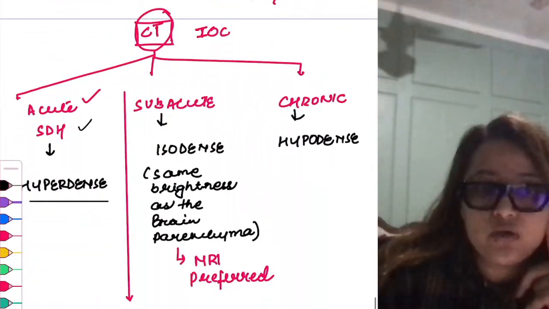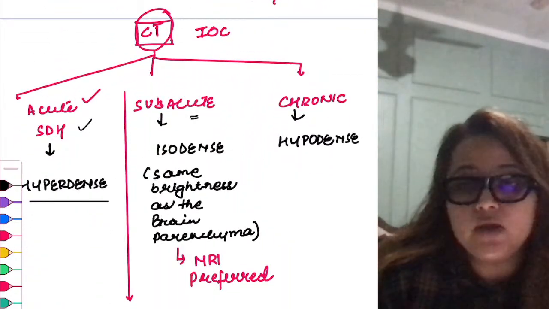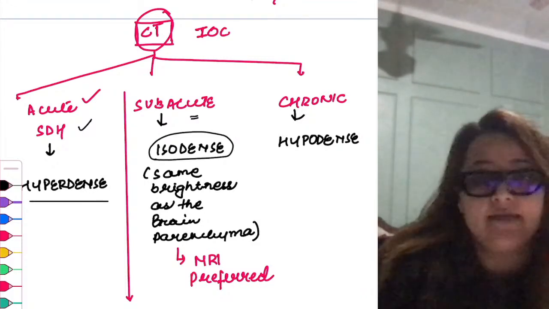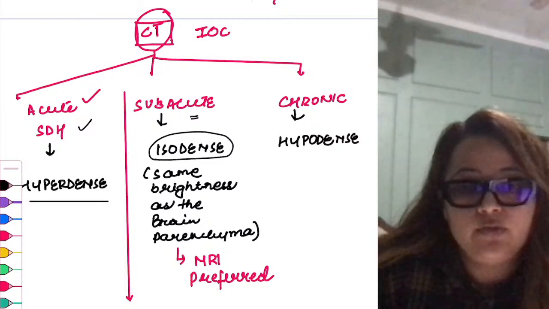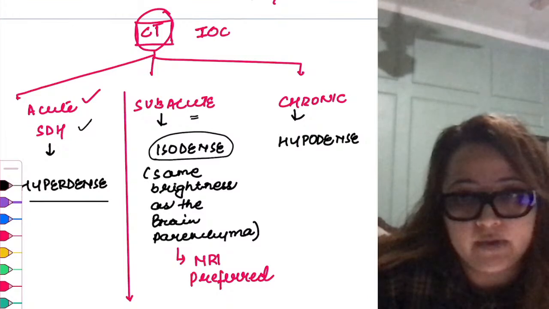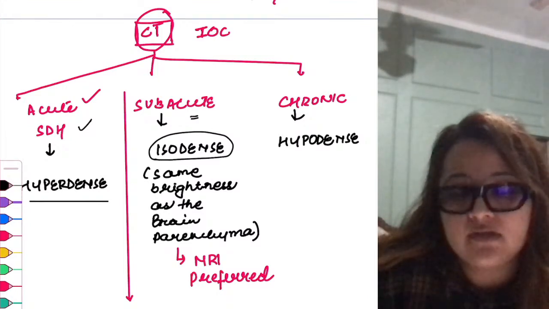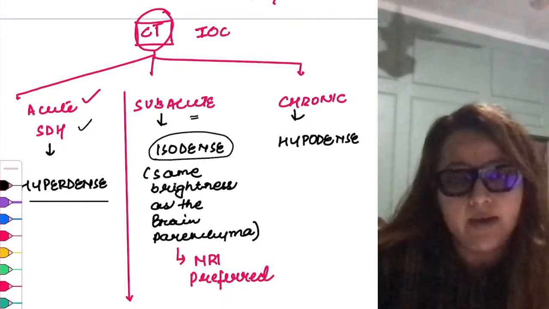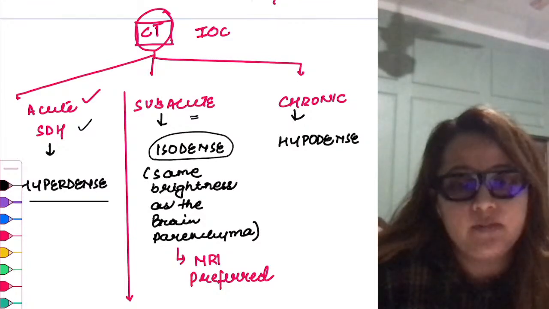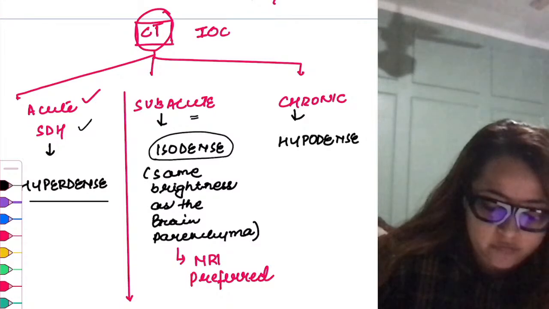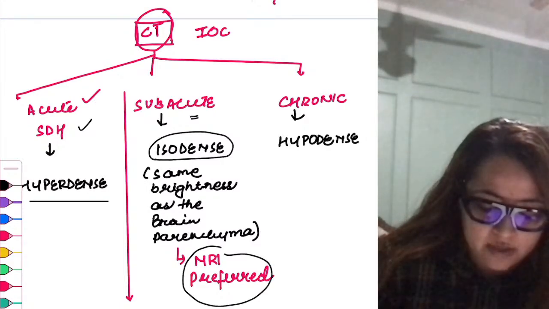In case of subacute subdural hematoma, the CT will show an isodense lesion. Isodense means it would have the same brightness as the brain parenchyma. So if the lesion is showing the same brightness as the brain parenchyma, obviously it becomes very difficult for us to identify the subacute subdural hematoma by doing a CT scan. So in this situation, what we would be doing is the MRI.